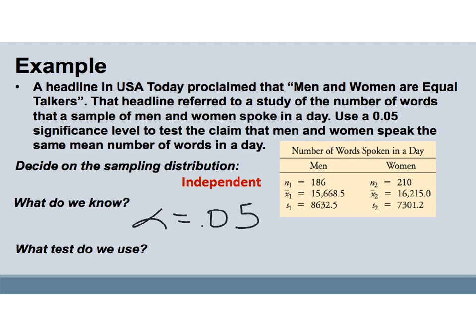So now we've got to figure out what test we're going to use. Well, we know we're talking about means, so it's either a 2-sample t-test or 2-sample z-test, because we've got 2 samples. So it all depends on that standard deviation. Your standard deviations for both of them are S. So since I have S's and not sigmas, I'm going to do 2-sample z-test.